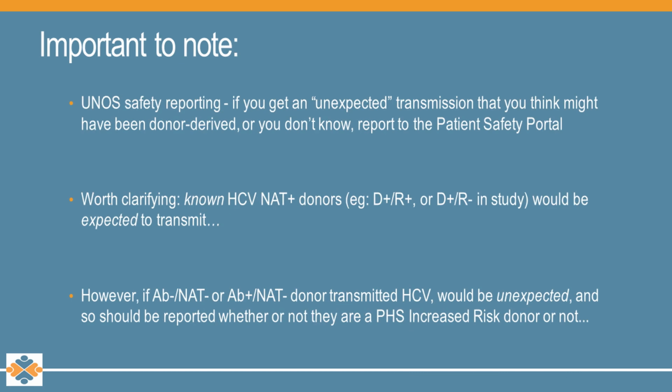It's important, one clarification. When UNOS expects reporting for these sorts of issues, we ask, can you report based on what's expected? And if I give someone a NAT-negative viremic organ and they turn positive, that's expected. But we would argue that if you're using a donor who's antibody-positive, NAT-negative, and your recipient gets hepatitis, that is an unexpected outcome for us.